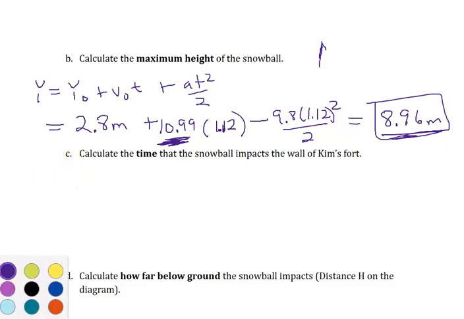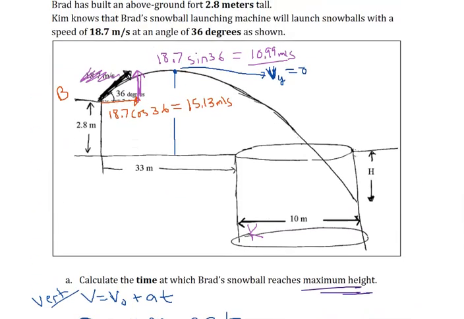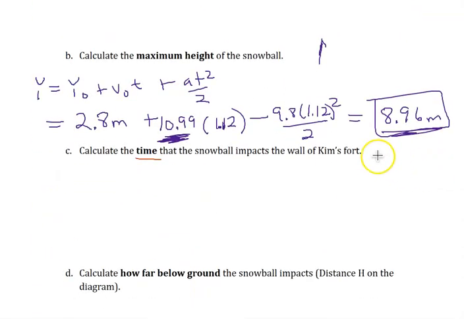This is, to me, the tricky part. Calculate, so if you get this, awesome. Calculate the time that it impacts the wall of Kim's fort. So go back up to your picture. We want this time. Do we know H? No, we don't. Do we know the horizontal distance? Yeah, we do. We know that it has gone 33 meters to get to the fort and an additional 10 meters to hit the wall. So what we know is that the X location is 43 meters.